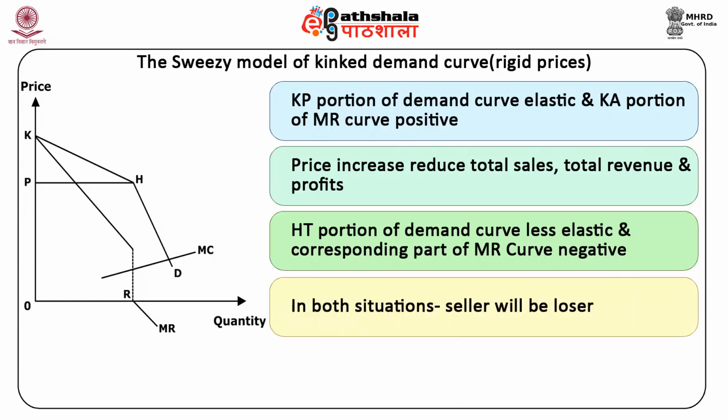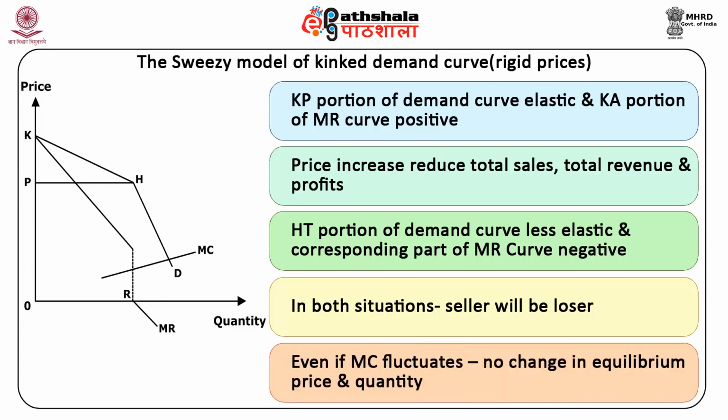Thus, in both the price raising and price reducing situations, the seller will be the loser and hence he will stick to the prevailing market price OP for his product, which remains rigid. Moreover, the MC curve will cut the MR curve in the dotted gap, which in turn means that it will give the same output and price. So, this gap in the marginal revenue curve means that even if the marginal cost changes or fluctuates, this change in marginal cost will not change the equilibrium price and quantity. Thus, prices will remain rigid.